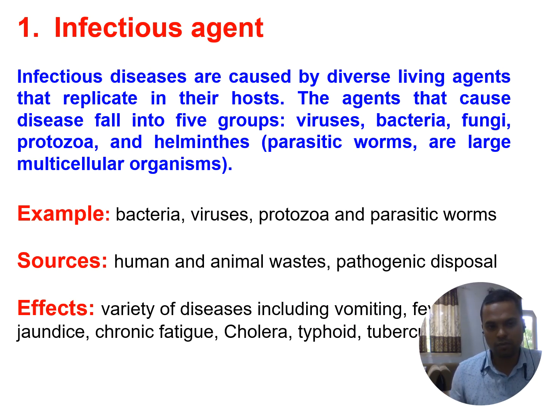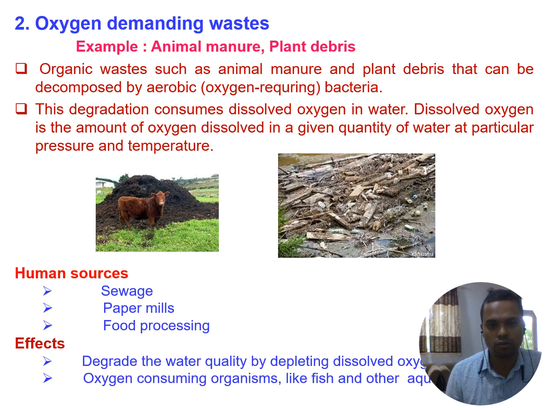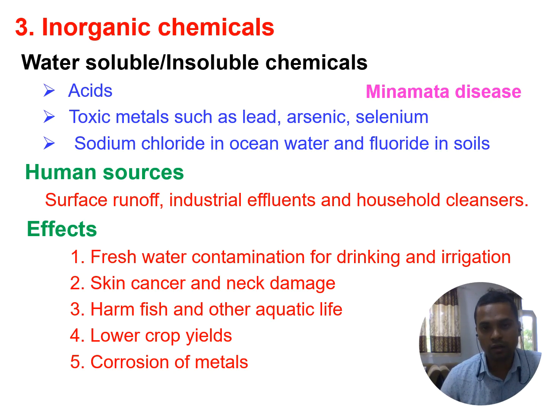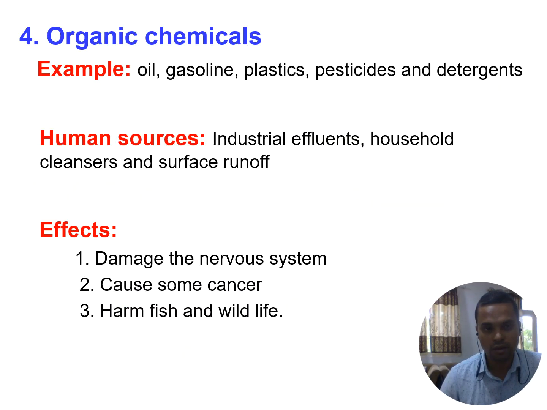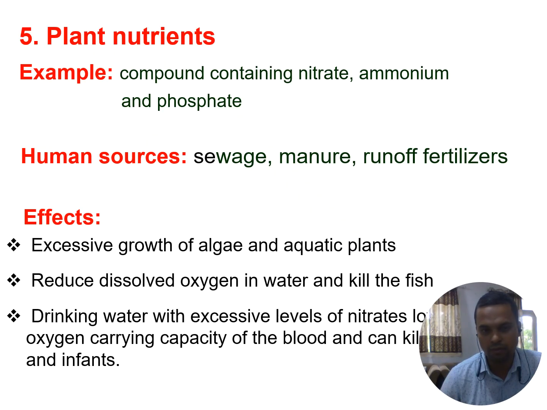Infectious agents, we have seen the protozoa, bacteria, and all these microorganisms that we have discussed. We're not going to go through it. Oxygen-demanding wastes are those which require oxygen to digest. Inorganic chemicals are different toxic metals that can be lethal to our health. Organic chemicals are basically oil, gasoline, plastics, pesticides, and all the detergents that industry uses. The effects, as I already mentioned, include damage to the nervous system and cancers. Plant nutrients are basically ammonium and phosphate containing materials or fertilizers.